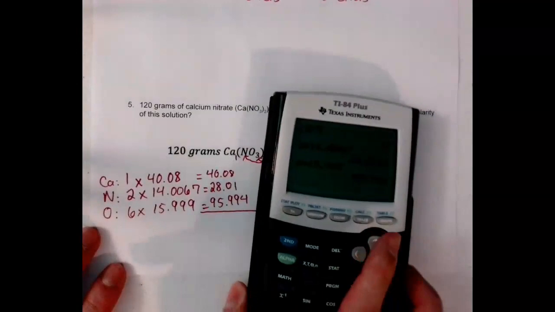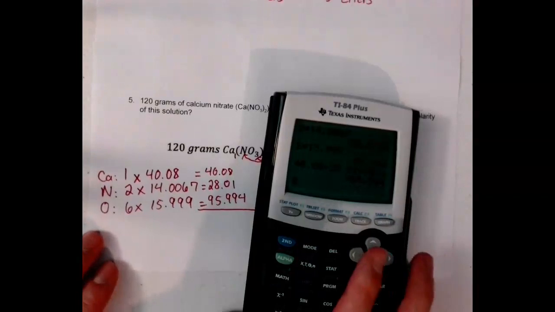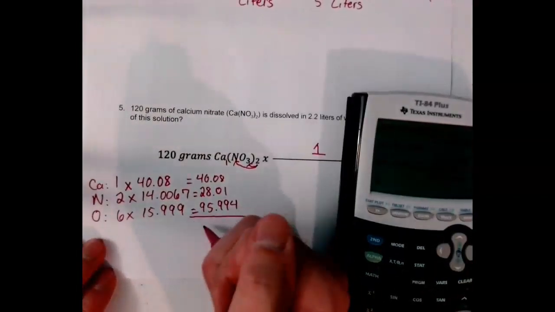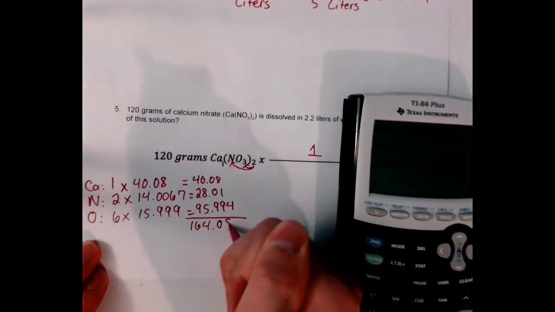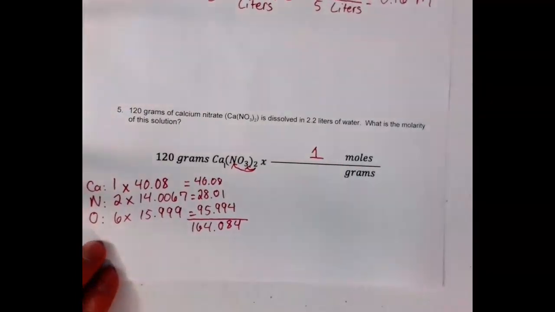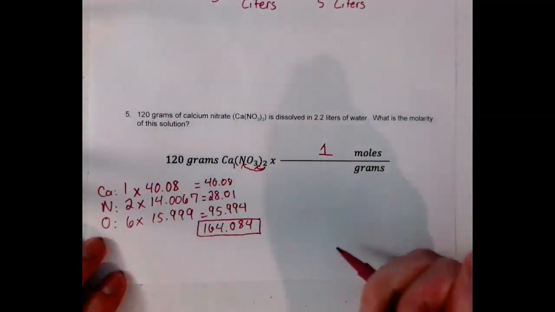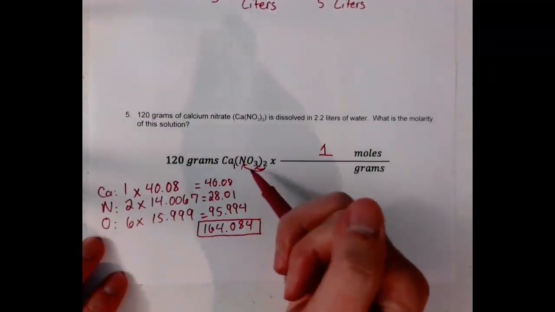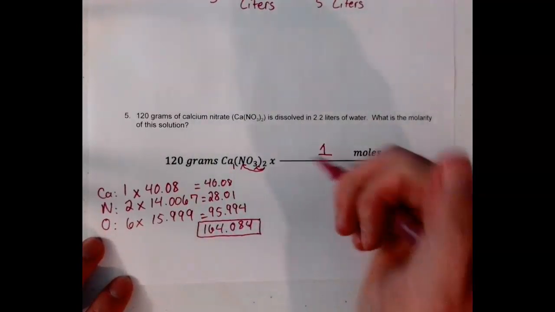All right, so in my calculator, I'm going to do 40.08 plus 28.01 plus 95.994. And I get 164.084. All right, so this number here is the molar mass for this compound here, the calcium nitrate. And we're going to take this number and move it up here and put it in this space.